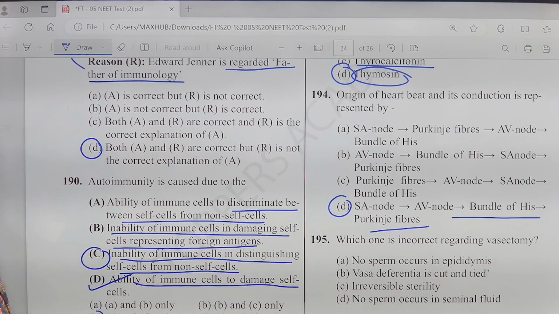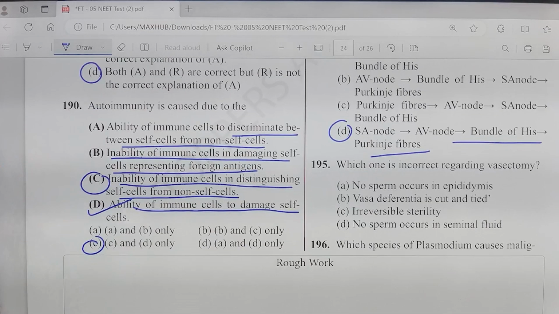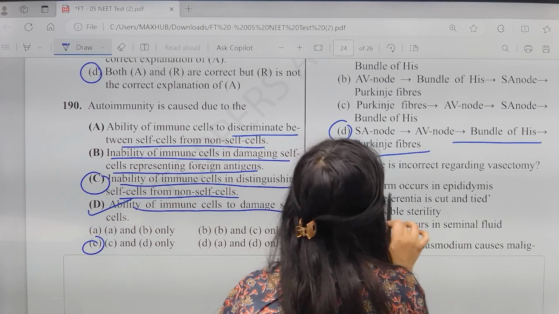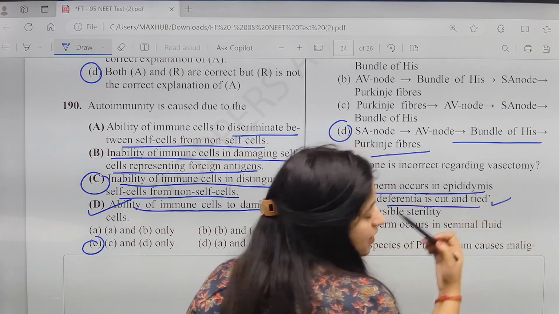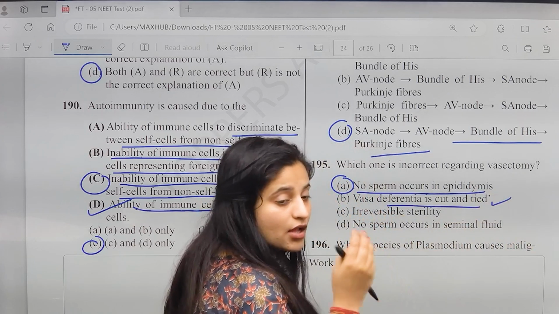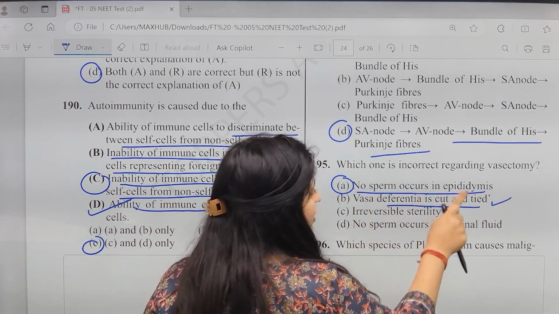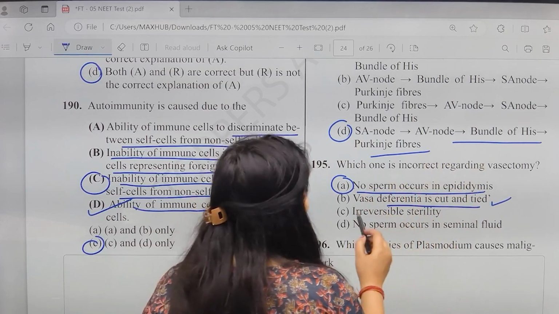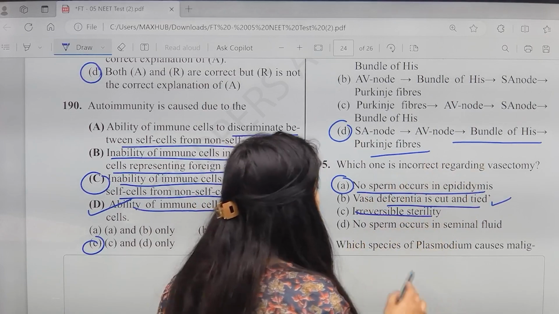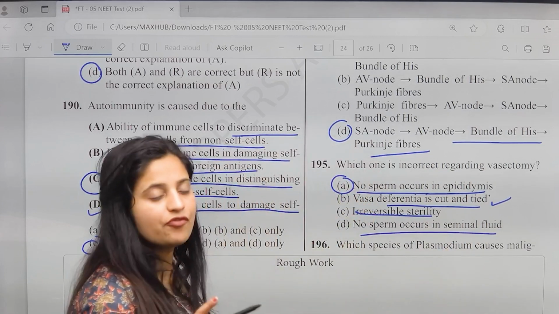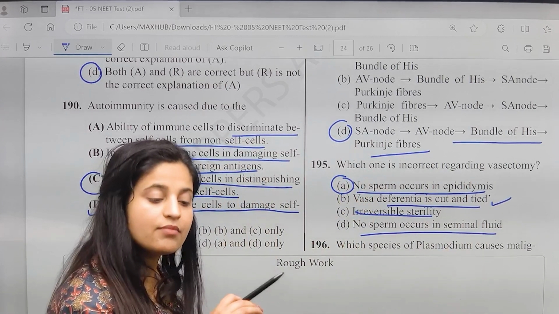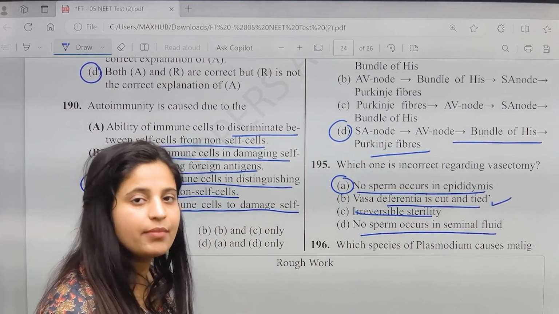Okay. Next we have question 195, which is incorrect regarding vasectomy. The first is: no sperm occur in the epididymis. Vasa deferentia is cut and tied, this just happens in vasectomy. Vasectomy means the cut in the vas deferens. So vas deferens is cut and then tied or ligated, and irreversible sterility happens. No sperm occurs in the seminal fluid. Discharge will continue, and the seminal fluid will come out in semen, but there is no sperm.